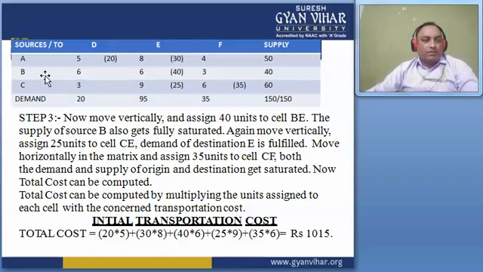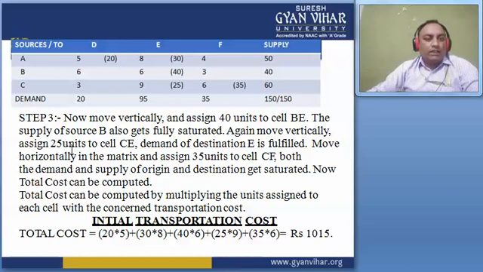Now move vertically and assign 40 units to cell B and E. Here the supply is less, 40, so you can write 40. Supply and demand are both equal, 40 minus 40 gives 0, and supply of source B is also fully exhausted.